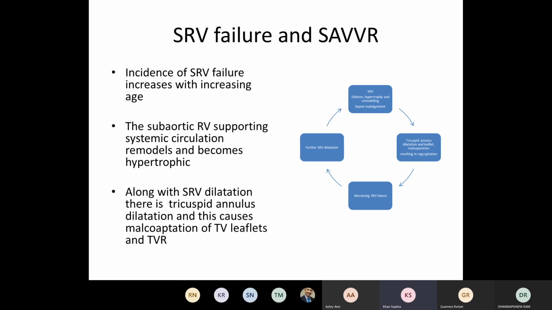So it starts to remodel and becomes very hypertrophic, and that means it dilates. And as that happens, the annulus of the tricuspid valve dilates. And when this happens, the tricuspid valve, which is on the morphological right ventricle on the left, begins to become regurgitant and there's malcoaptation of the leaflets. And as I say, that means the ventricle dilates further, and my understanding is that just results in a bit of a vicious circle.